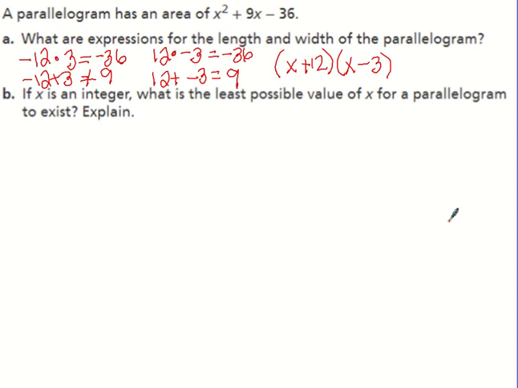It says if x is an integer, what is the least possible value of x for a parallelogram to exist? Meaning, what is the smallest number we can plug in that will make this actually be real? The reason we say that is because sometimes when I plug in numbers, they don't actually exist. Like we saw on the warm-up, are these measurements actually real? And it ended up not even being real.